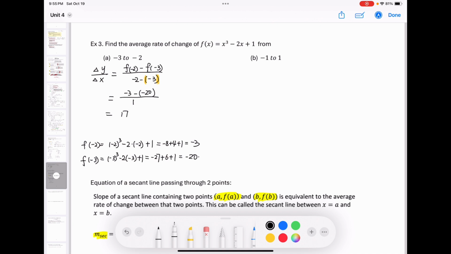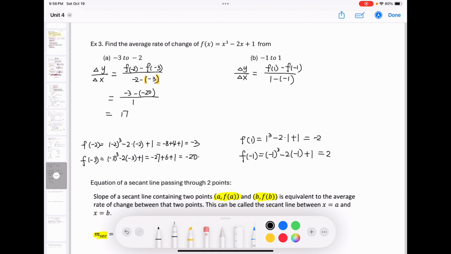From -1 to 1. So delta y divided by delta x is equal to f of 1 minus f of -1, divided by 1 minus -1. On your scratch paper, we can start to evaluate f of 1 and f of -1. F of 1 is 1 cubed minus 2 times 1 plus 1, which is equal to -2. So what is f of -1? It is -1 cubed minus 2 times -1 plus 1. It is +2. Okay, +2, -2.